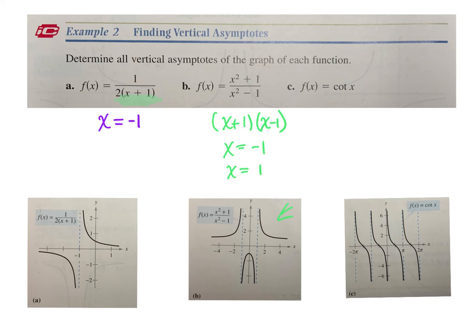Last one, cotangent, all right? Cotangent is x over y, correct? So anywhere y is 0, you will have a vertical asymptote, all right? Which is why this is a repetitive function. This is a cyclic function. It cycles, right? And it cycles with those asymptotes. And those asymptotes are every place that y is 0.